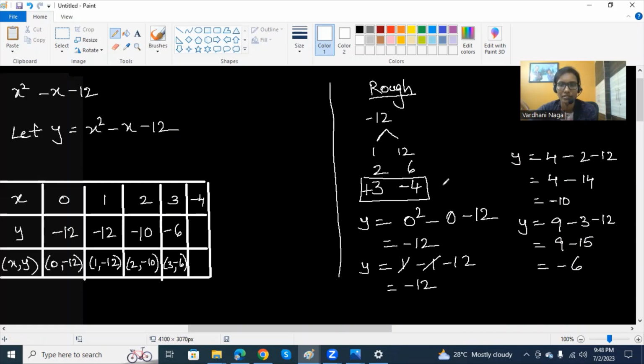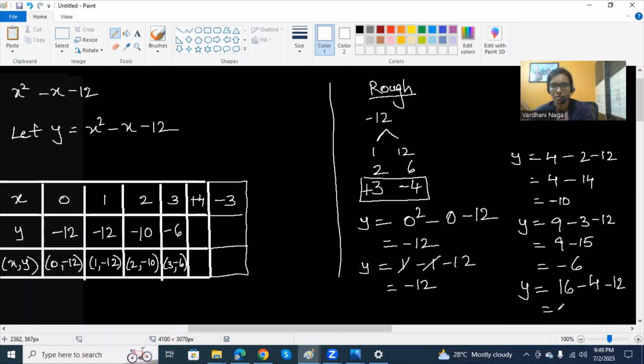Minus 3. What I said, the roots are going to be minus 3 and plus 4, right? You take a plus 4 here and also a minus 3 over here. So if you take a y value as 4, 4 square is 16 minus 4 minus 12. So 16 minus 16, here you got a 0. So this is 4 comma 0.